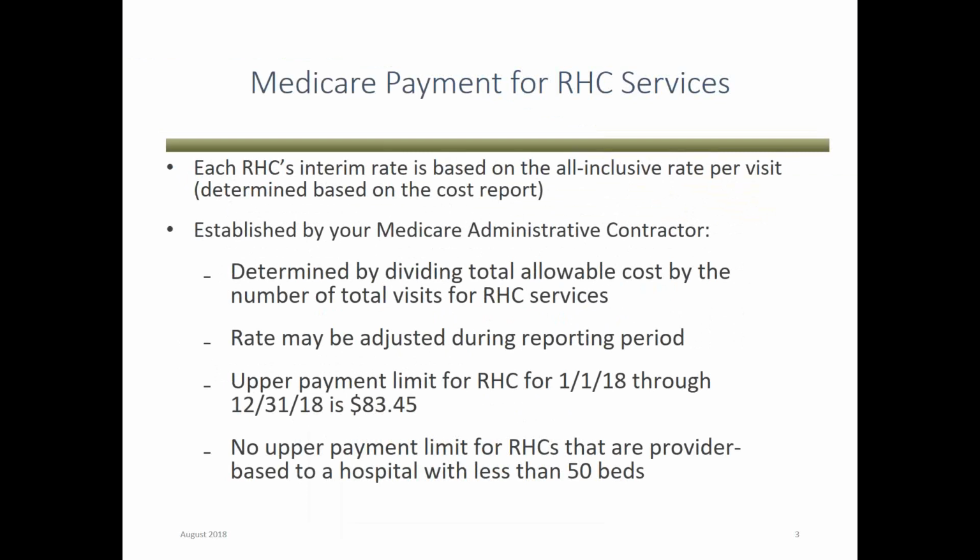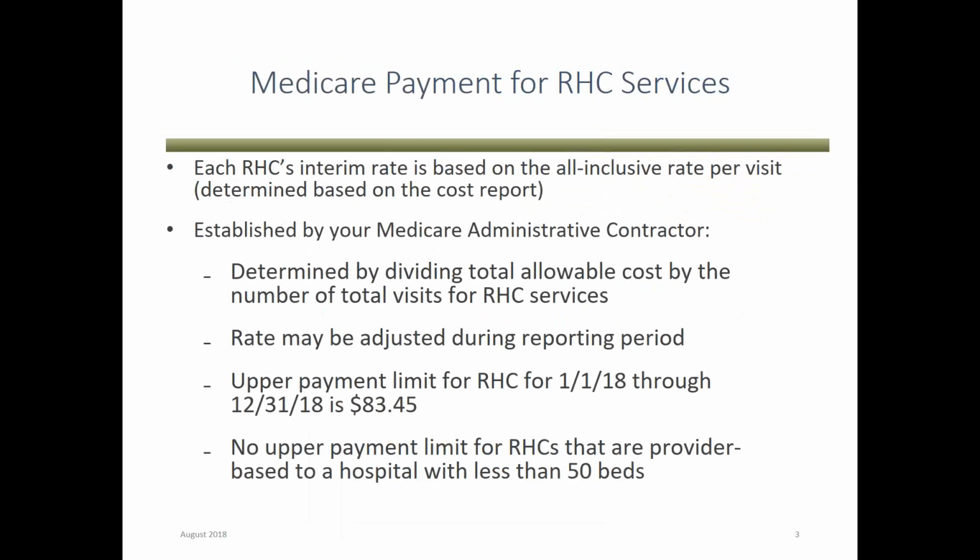So these total visits that you claim on your cost report are very important. If they are inflated, you are going to be receiving less than what you should. You can adjust that rate during the reporting period. So if you are a December 31st year-end, that rate can change anywhere between January 1 and December 31st by sending in an interim cost report.